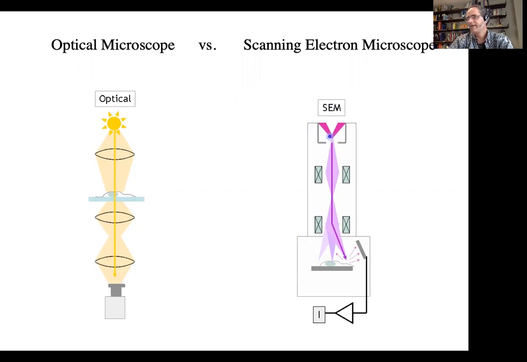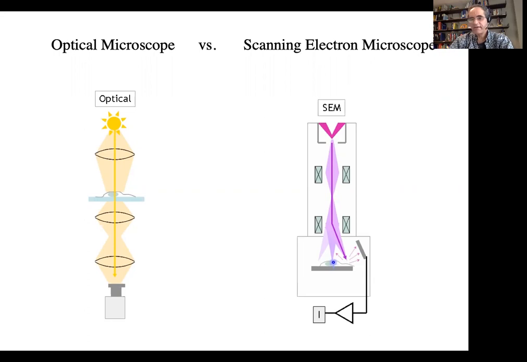These are emitted from a hot cathode, basically a hot filament, and they're accelerated across a high electric field to create an energetic electron beam. This beam is focused with electric and magnetic lenses, and then it's focused onto a sample.